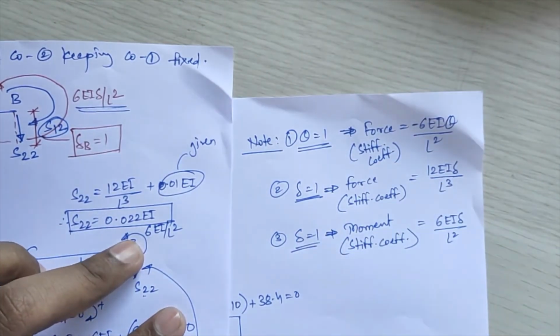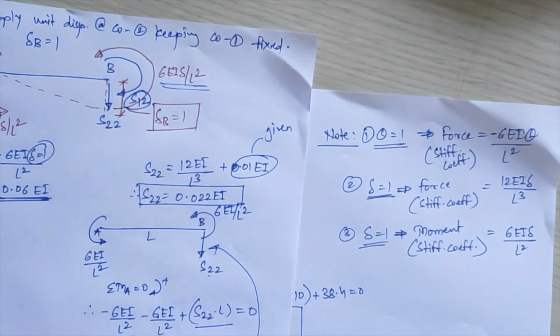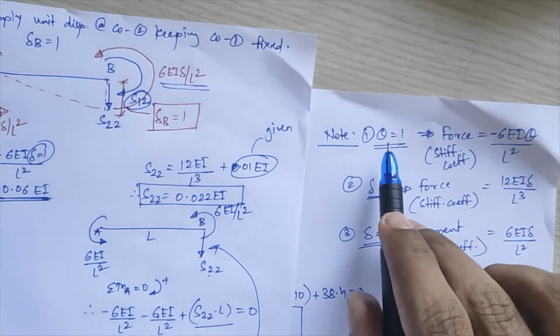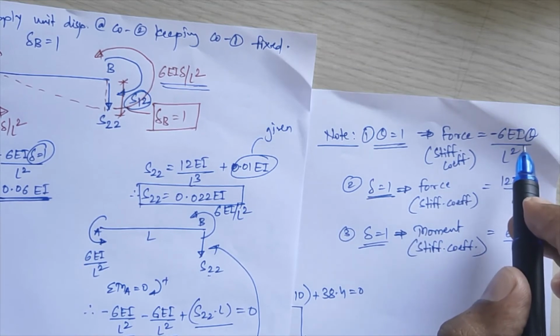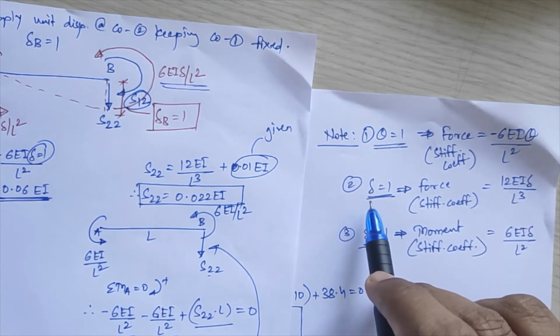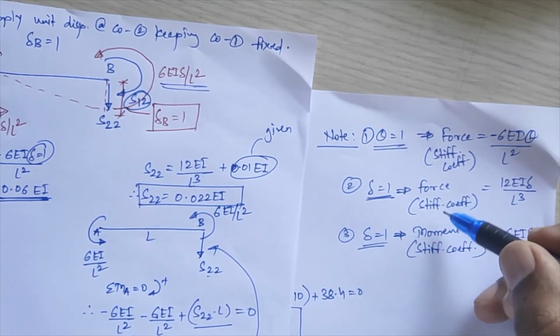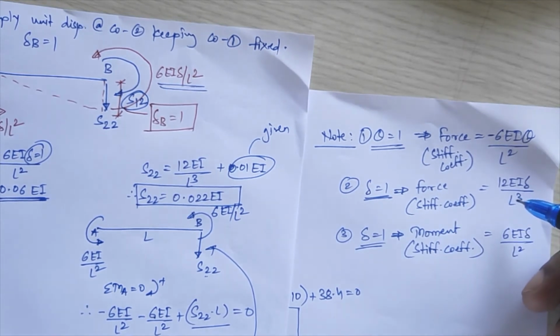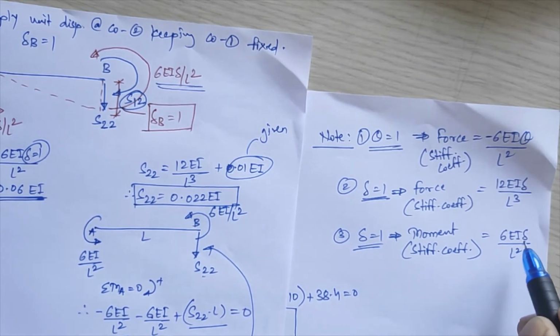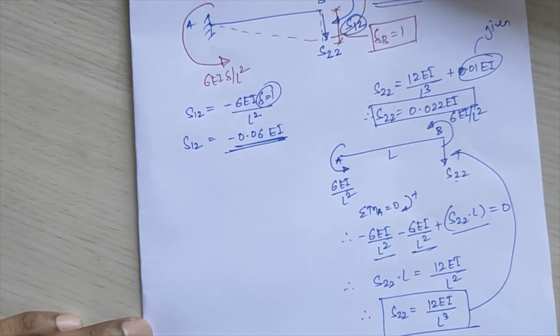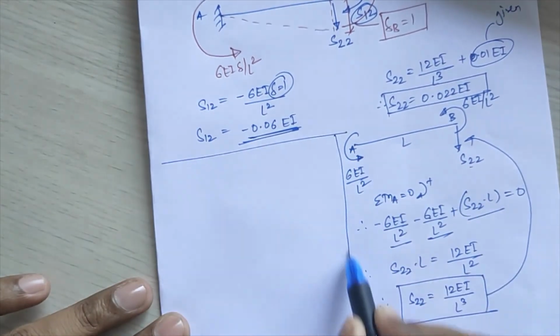So these three notes you have to remember in the stiffness matrix method. If theta is equal to 1, the force as stiffness coefficient comes as minus 6 EI theta upon L square. If delta is equal to 1, the force as stiffness coefficient you will calculate as 12 EI delta upon L cube, and the moment coefficient you will calculate as 6 EI delta upon L cube. Now I'll write all these values in my matrix form.